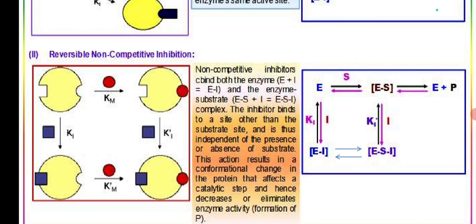The diagrammatic representation: the enzyme has both substrate and inhibitor binding sites. Once the substrate binds, the inhibitor binds next, or if the inhibitor binds first, the substrate binds next. Finally, we get the enzyme substrate inhibitor complex. So this form is called non-competitive inhibition.